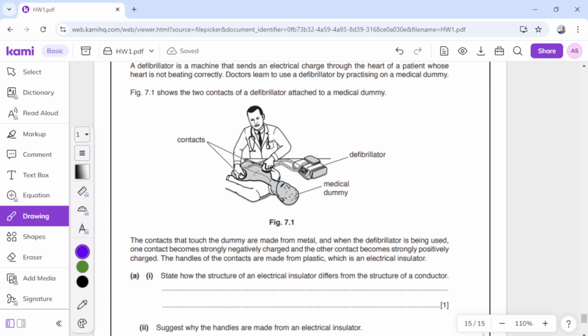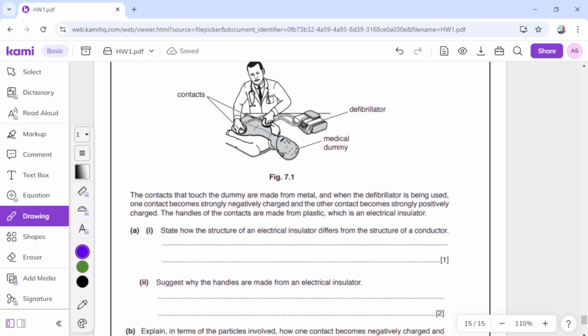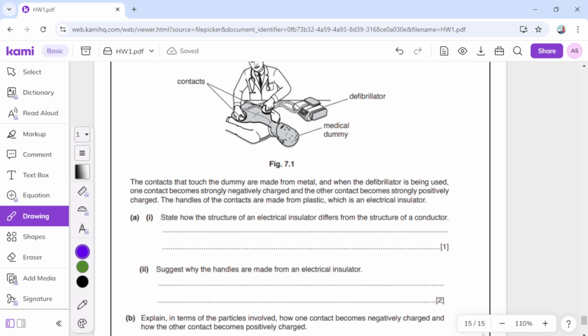When you read this question, state how the structure of an electrical insulator differs from the structure of conductors. Conductors have free electrons, but insulators don't have free electrons.